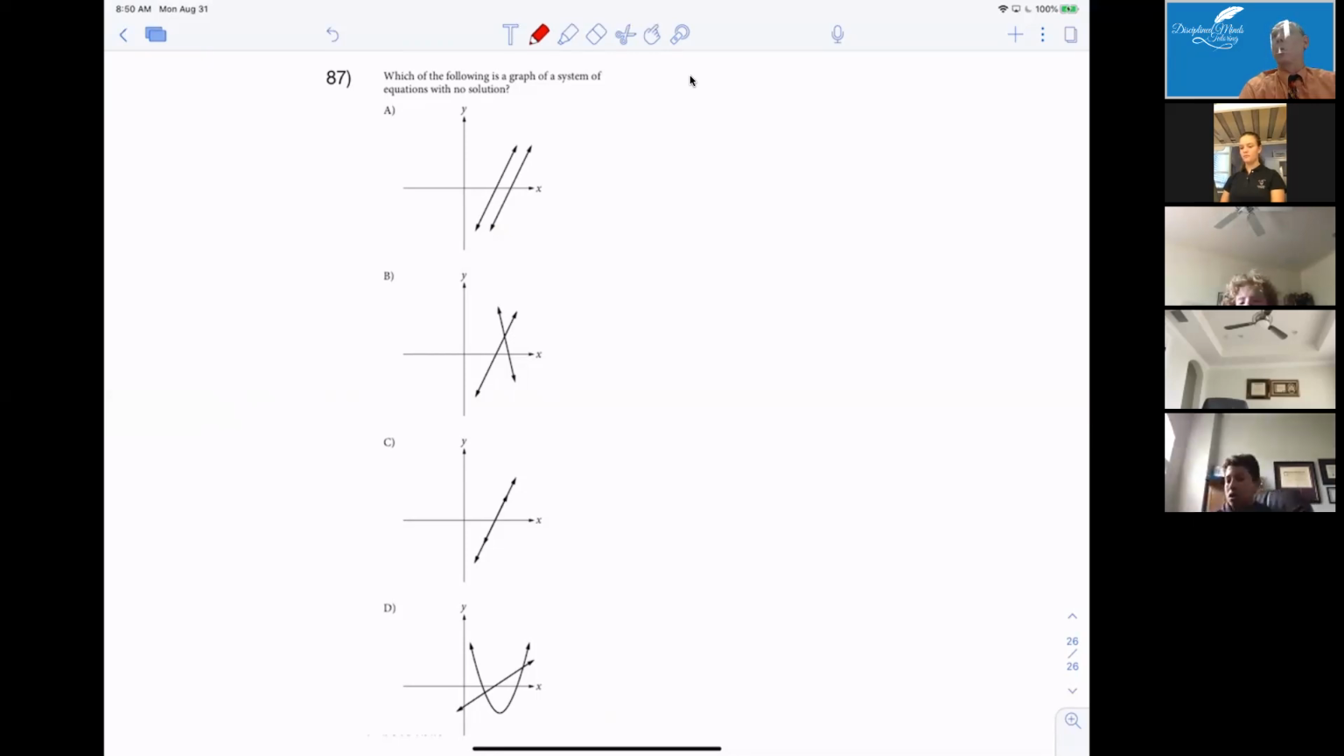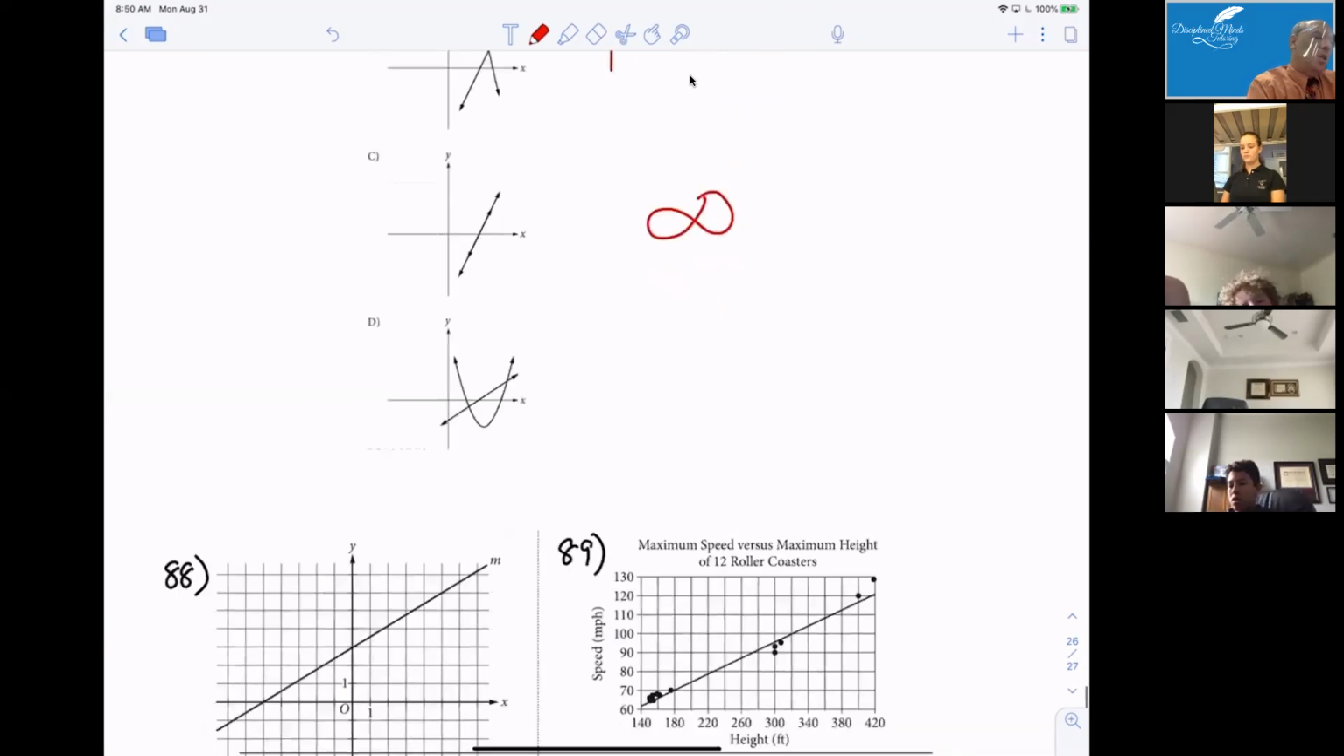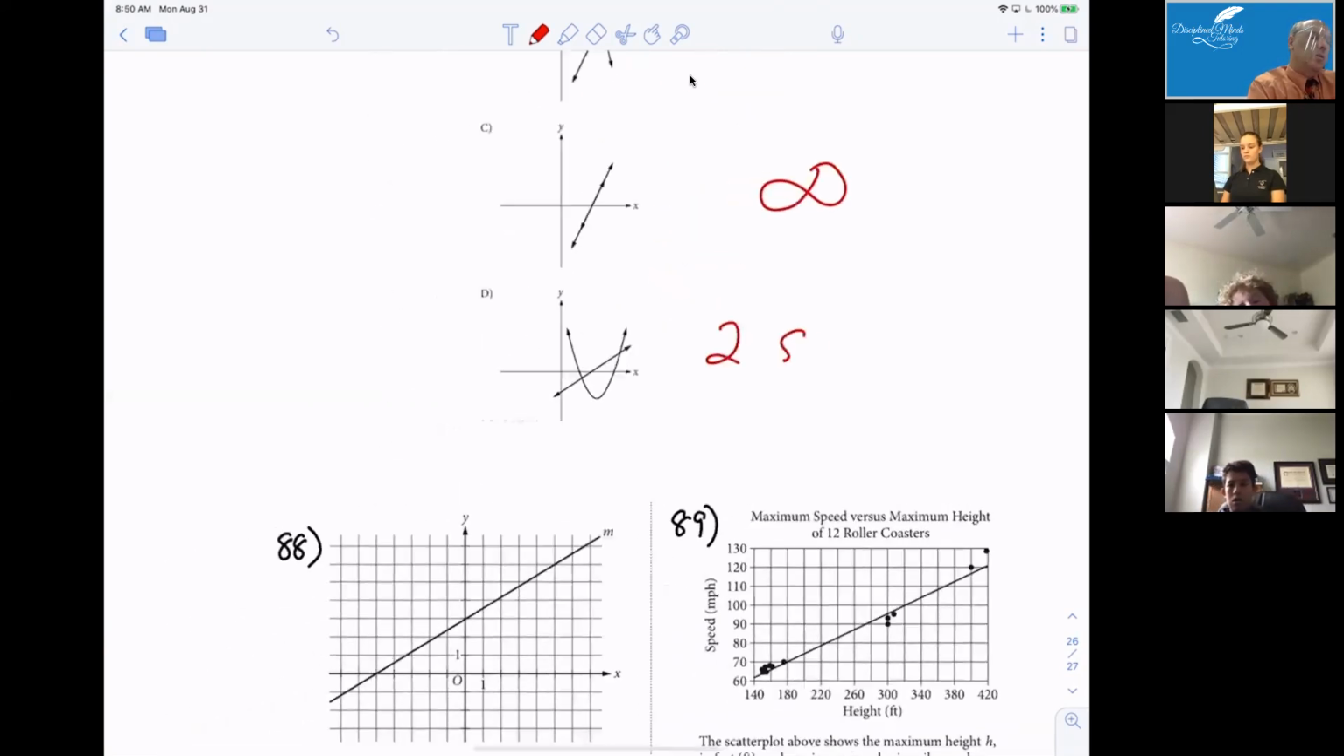They're parallel. A solution is when they intersect. So how many solutions does 87A have? No solution. How many solutions does B have? 1 solution. What about C? Infinite number of solutions. And D? There you go, guys. I'm happy with that. Everybody good? Another really great review problem.